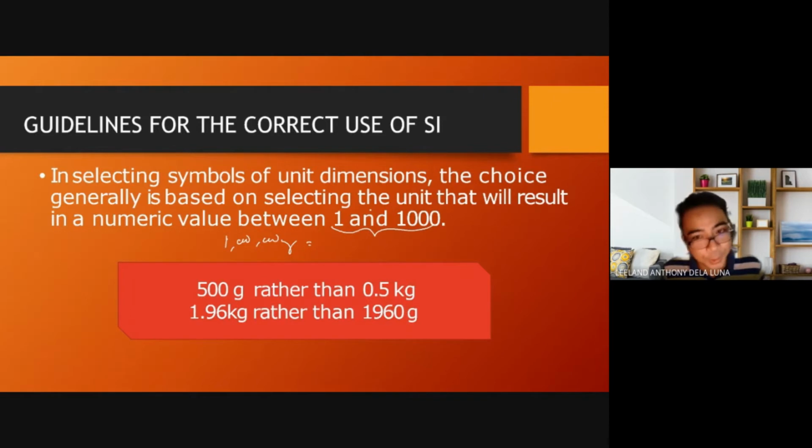Okay? But again, just so you know, whenever we express a unit of weight, we try to simplify it, class, by expressing the value of the whole number between 1 and 1,000. Simple as that. Right? So, for example, 1.96 kilograms is preferable compared to 1,960 grams. This is more preferred. Or 500 grams is preferred over 0.5 kilograms. Take note of the term I'm using, is preferred. I'm not saying it's wrong. It's just preferred. Are we clear? Are we good? Okay.